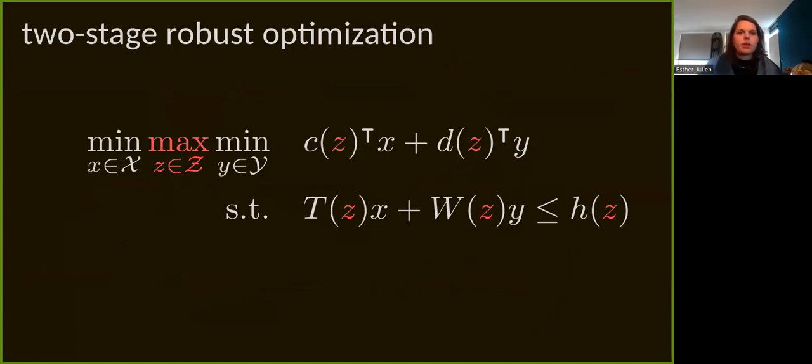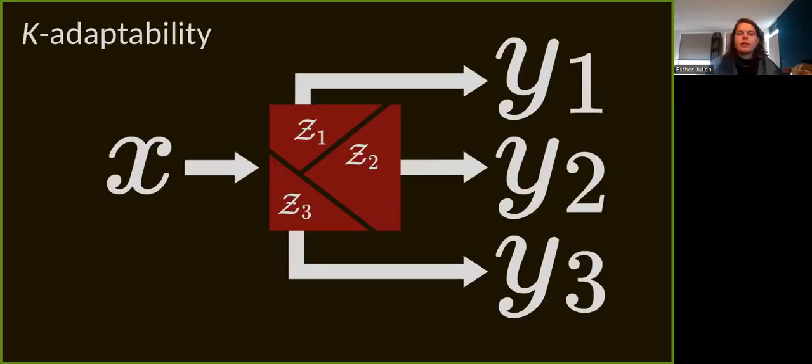These kinds of problems can be formalized as a min-max-min problem. So the X is the first stage, the second stage is Y, and Z is your adversarial problem. This problem can be approximated with K-adaptability, such that you have K second stage decisions that can adapt to subsets of the uncertainty set.